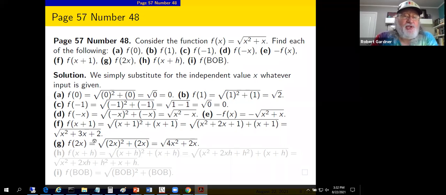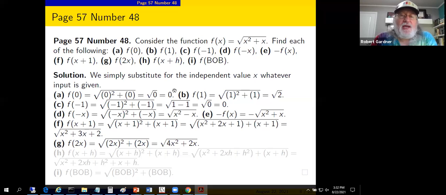Part G, find f of 2x. Wherever I see an x in the definition, I'll replace it with a 2x. We'll get 2x squared plus 2x, square root of. Multiply out. 2x squared is 4x squared. Producing this, we got the 2x. Can't really do much with that. I'll leave it as given.